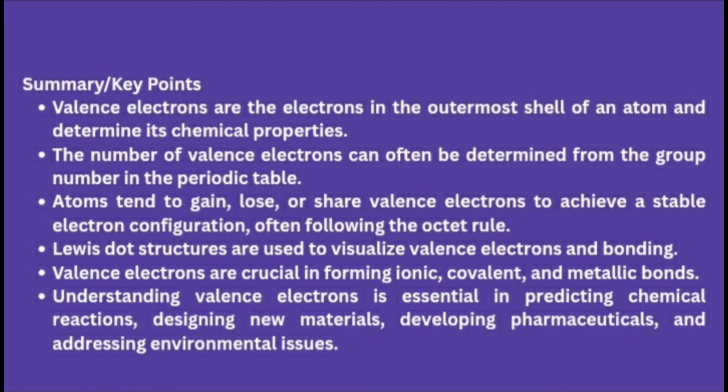And here are the summary and key points. First is, valence electrons are the electrons in the outermost shell of an atom and determine its chemical properties. The number of valence electrons can often be determined from the group number in the periodic table. Third is, atoms tend to gain, lose, or share valence electrons to achieve a stable electron configuration, often following the octet rule. Next, Lewis dot structures are used to visualize valence electrons and bonding.